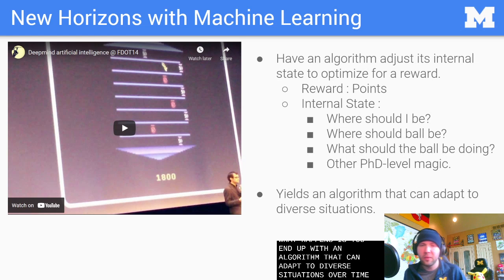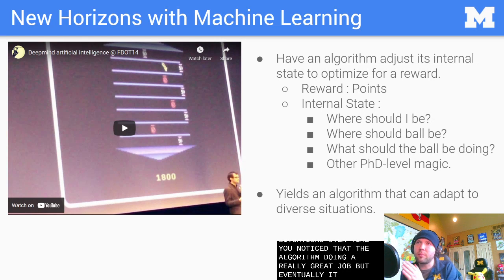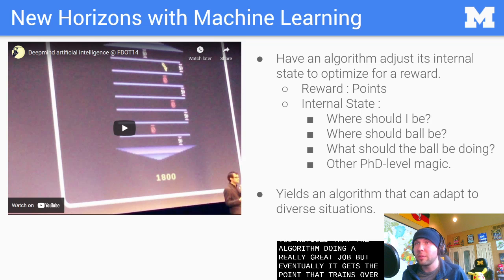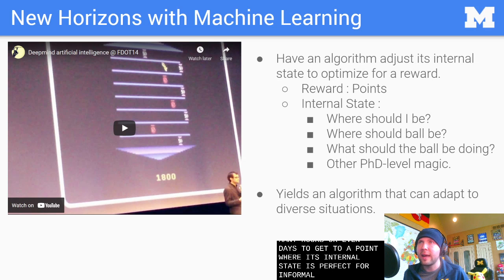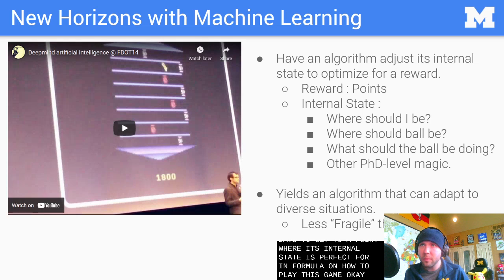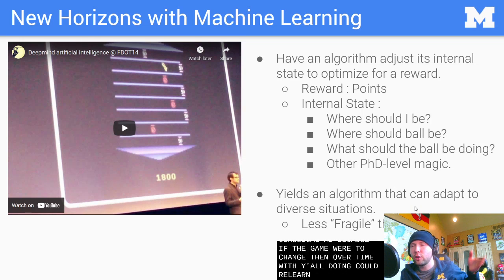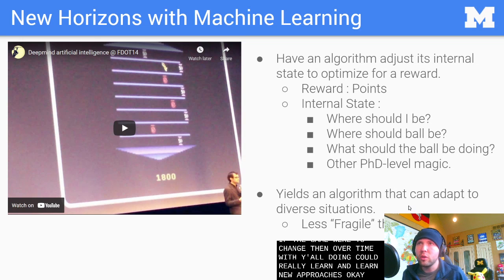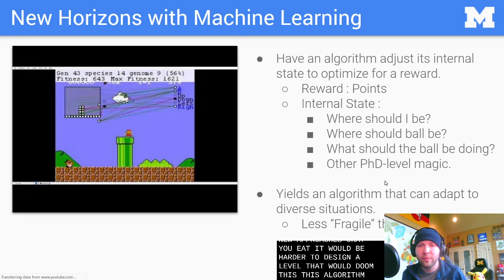You notice that the algorithm doesn't start off doing a really great job, but eventually it trains over sometimes many, many hours or even days, to get to a point where its internal state is perfect for informing it on how to play this game, okay? It is much less fragile than classical AI, because if the game were to change, then over time, the algorithm could relearn and learn new approaches, okay? It would be harder to design a level that would doom this algorithm, okay?